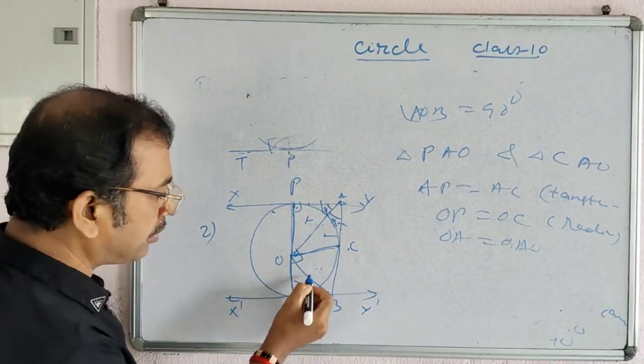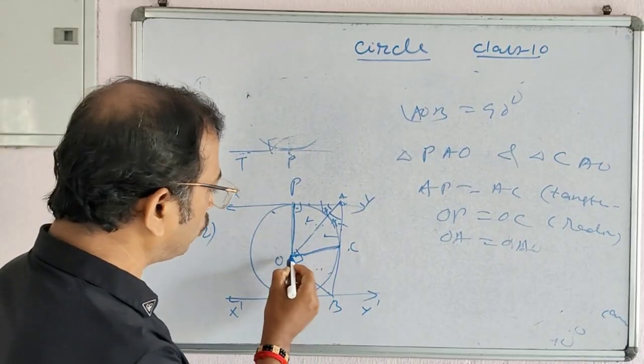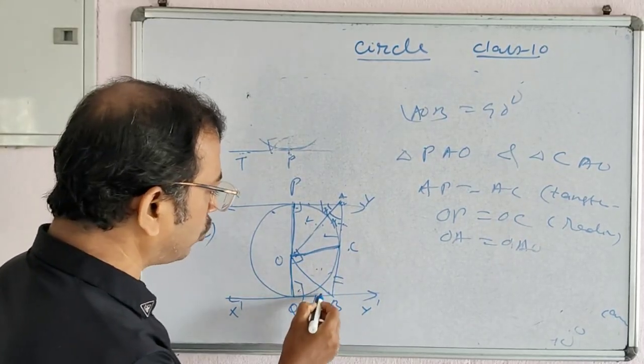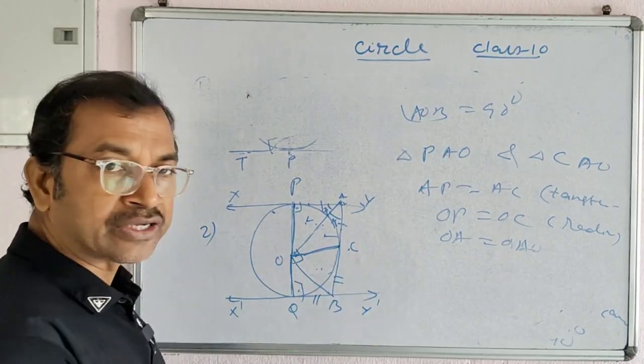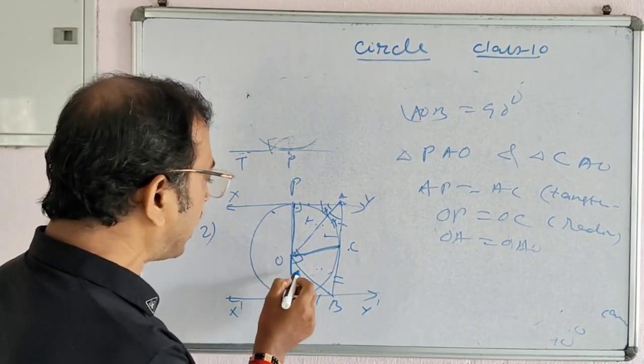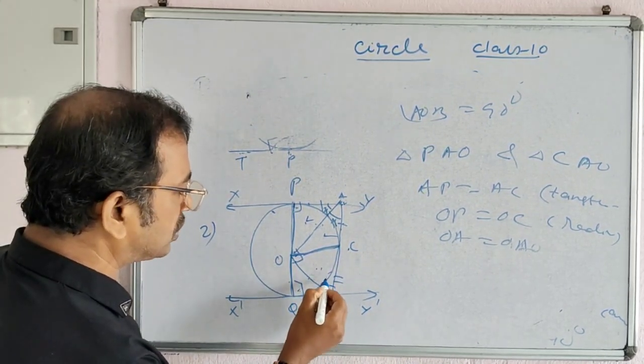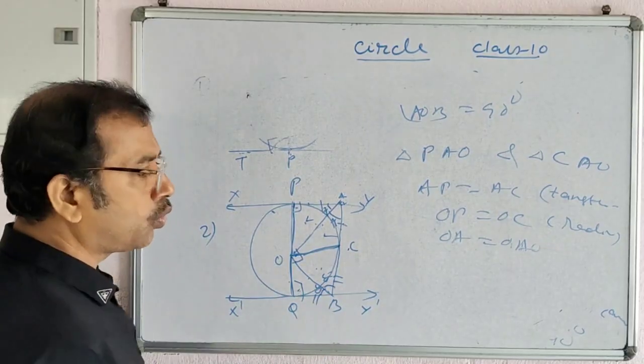Same concept here, these two triangles are also congruent. How? This side equals this side, radius. This side equals this side, because tangents drawn from an external point are equal in length, and this is the common side. So by SSS, these two triangles are congruent. So by CPCT, this angle equals this angle. This is y, this is also y.